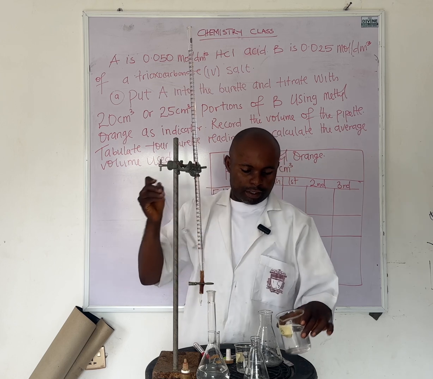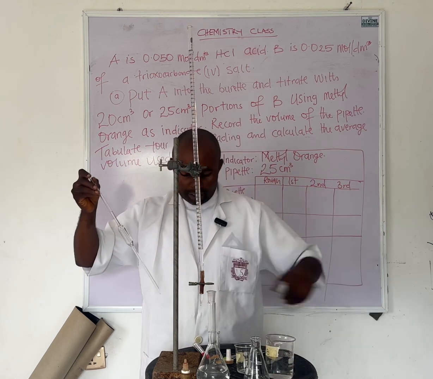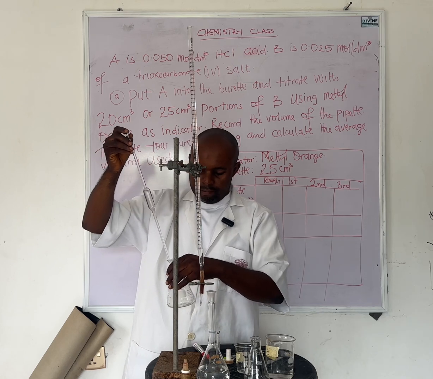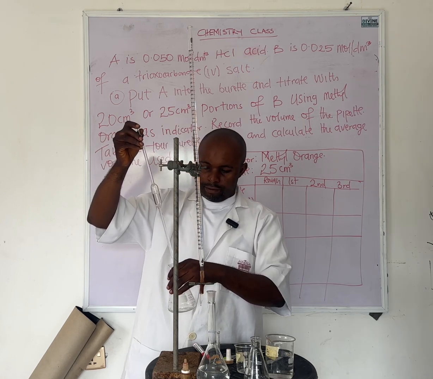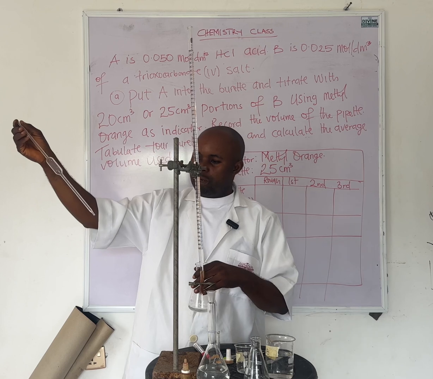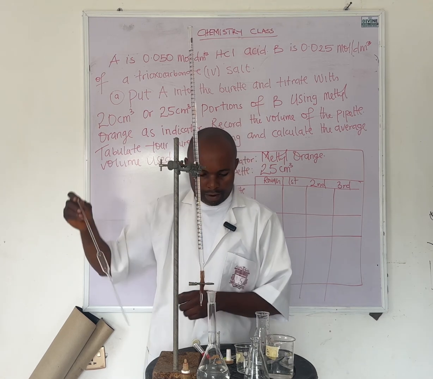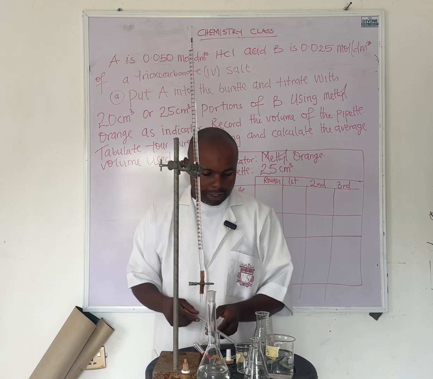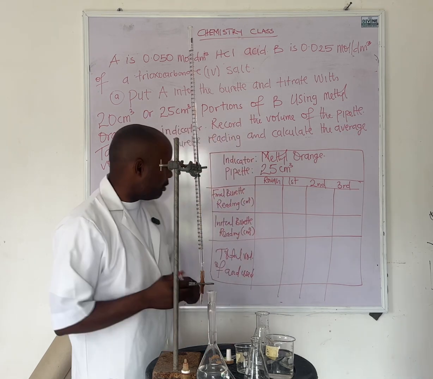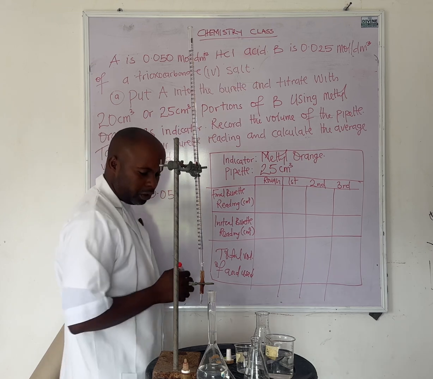All right, the base is placed in a conical flask. It's advisable to remove the last drop of this pipette, so that you do not have error. This last drop in the pipette, we actually estimate it to be 0.05, so that you don't have any issue.